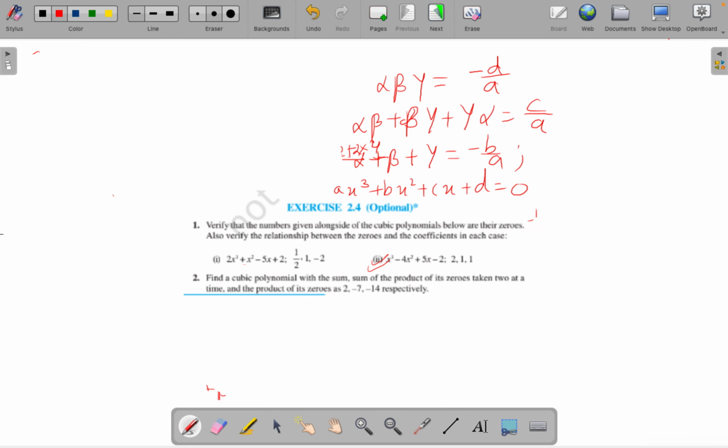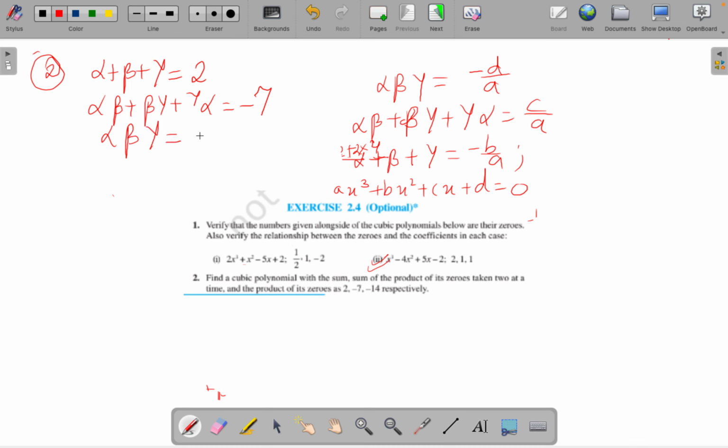In question number 2, the cubic polynomial, you have to find a cubic polynomial with the sum of zeros, alpha plus beta plus gamma, as 2. Then the sum of the product of zeros taken two at a time, alpha beta plus beta gamma plus gamma alpha, as minus 7, and the product alpha into beta into gamma as minus 14. So obviously from this formula we know that this is minus b by a, children.